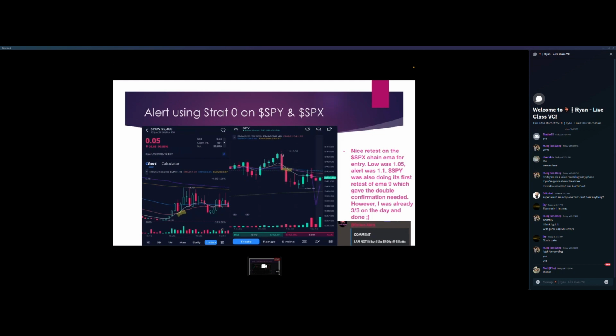Remember, I like to say bearish engulfing candle. It's a good candle to watch. So that's why we entered. So that's why I mentioned it here. Let's read this. Nice retest on the SPX chain EMA.